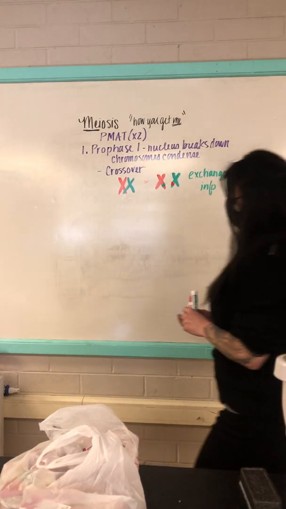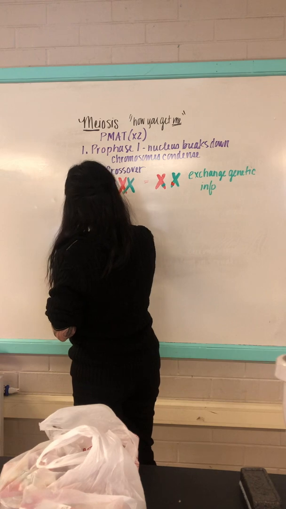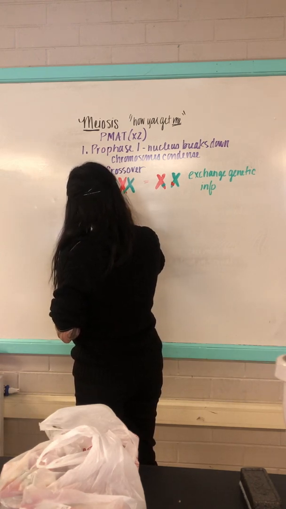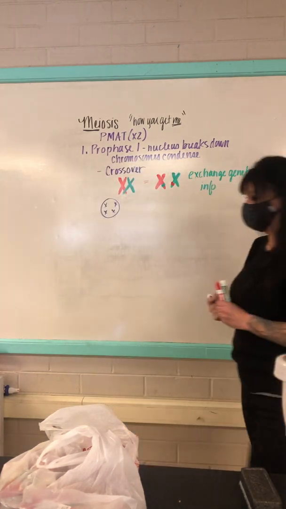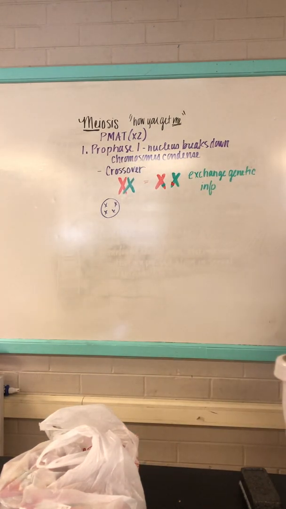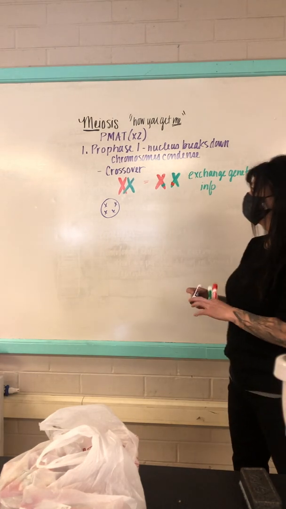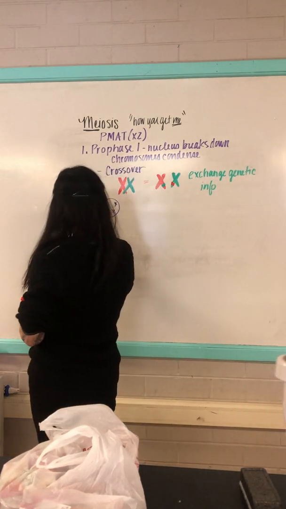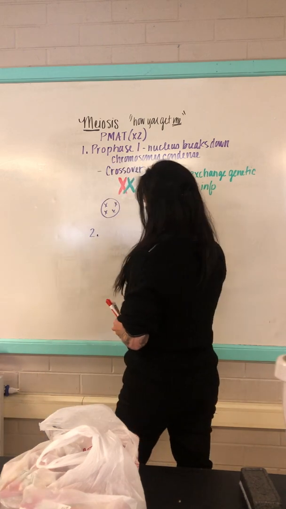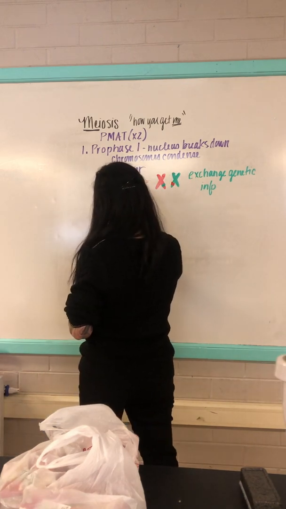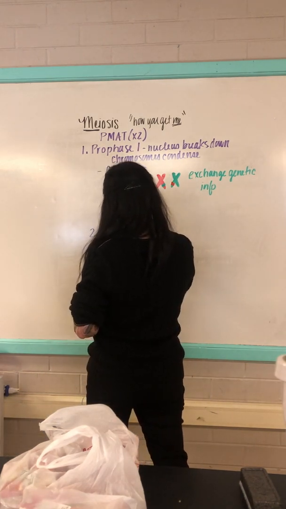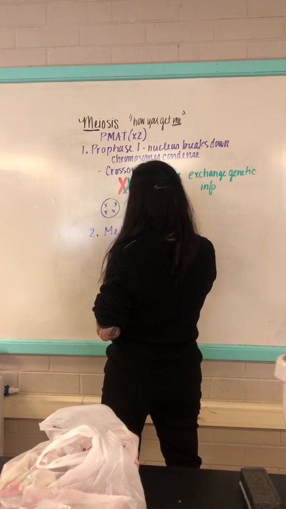Okay, so if we have a little diagram of prophase 1, it's just got little chromosomes in it. The nucleus is starting to break down. You may see a little bit of it. All right, so that's prophase 1. What's the next phase going to be? Metaphase. So it'll be metaphase 1.